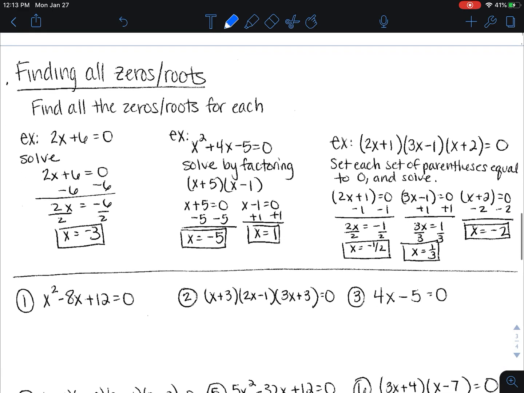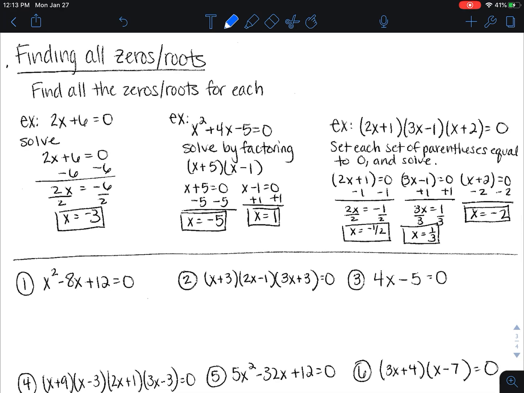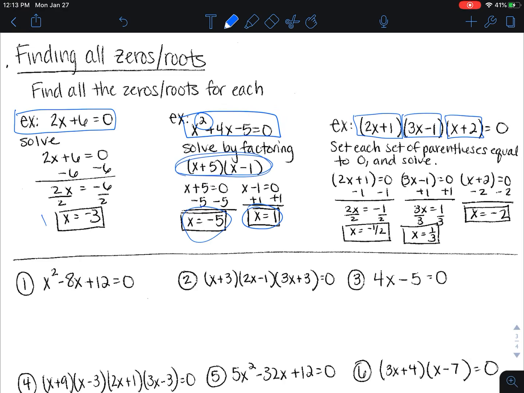All right, on the very back, so finding all zeros. So to find all the zeros, that's when your y equals 0, what are your x values? Now, remember that if it's linear, for the first example, this is linear, so we would have one answer because it's to the first power. In our second example, we've got a quadratic, so that's why we have 2 answers. And then if you look in the third example, you see 3 sets of parentheses. Think of it like the factored form of a quadratic. It's already in its factored form. We've got 3 sets, so we're going to have 3 answers.